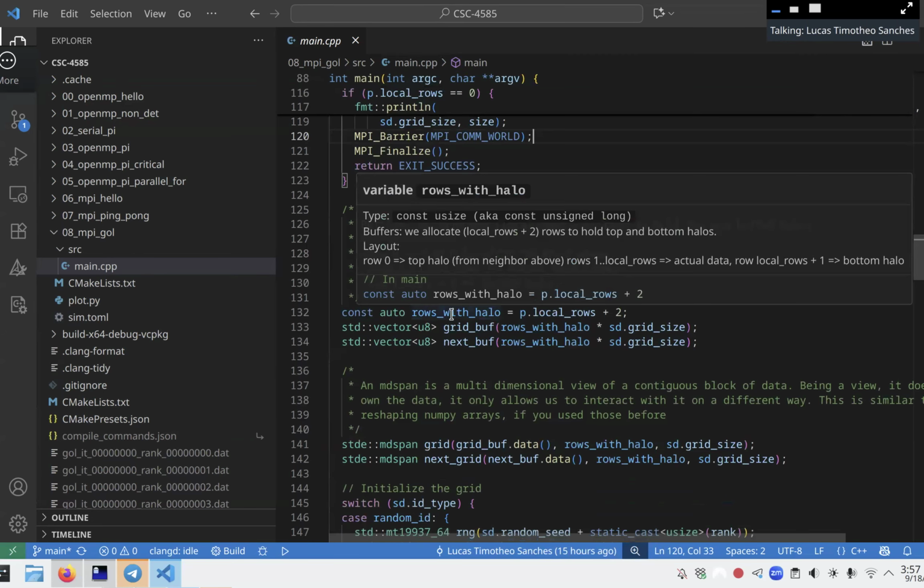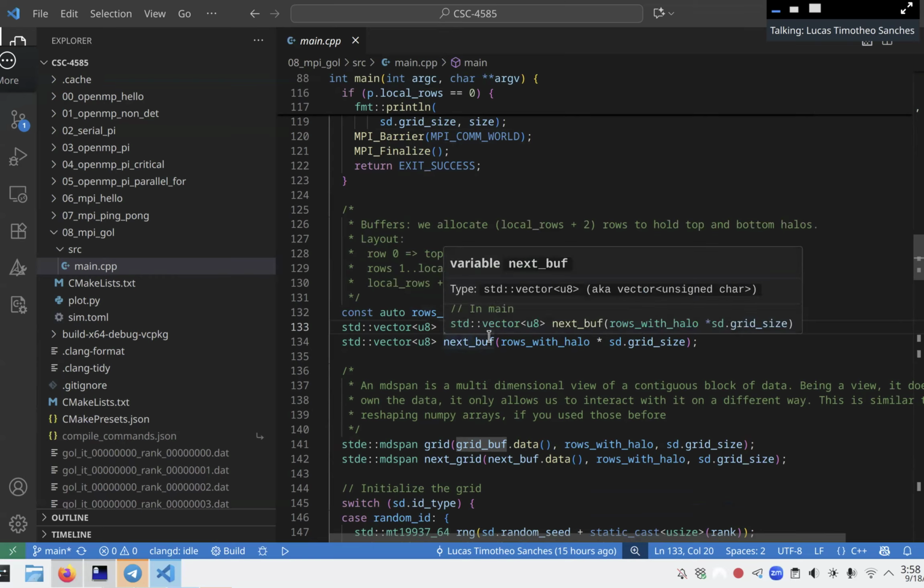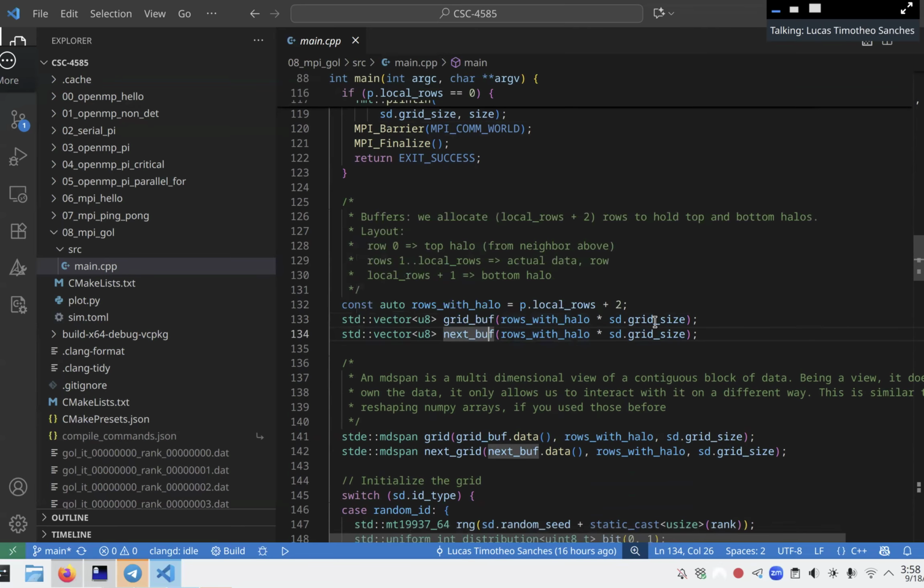So this is where we allocate the buffers. These are going to hold the partial versions of our grid. Remember, each process has a piece of the grid, so this is where we are allocating these pieces. And we're also giving them 2 extra halo zones, which we're going to use for the sends and receives.